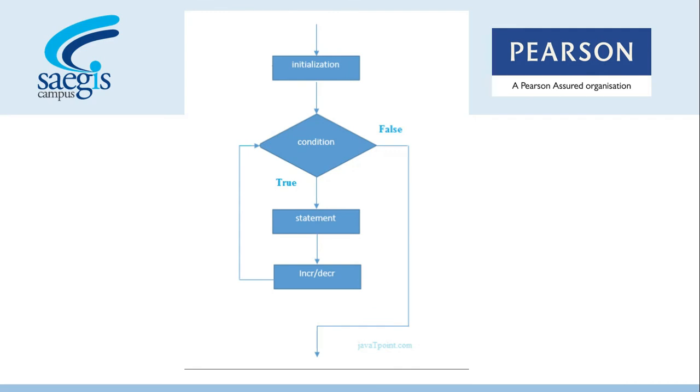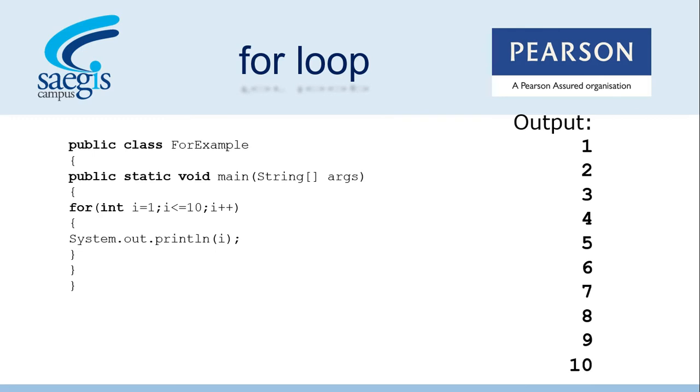So this is the flow chart. In the for loop, at first they do the initialization of the loop variable, and then they check the condition. Then they execute the statement, do the increment or decrement operation, and again go and check the condition. If the condition is true, the things iterate again. The program flow is going to exit from the loop if the condition becomes false.